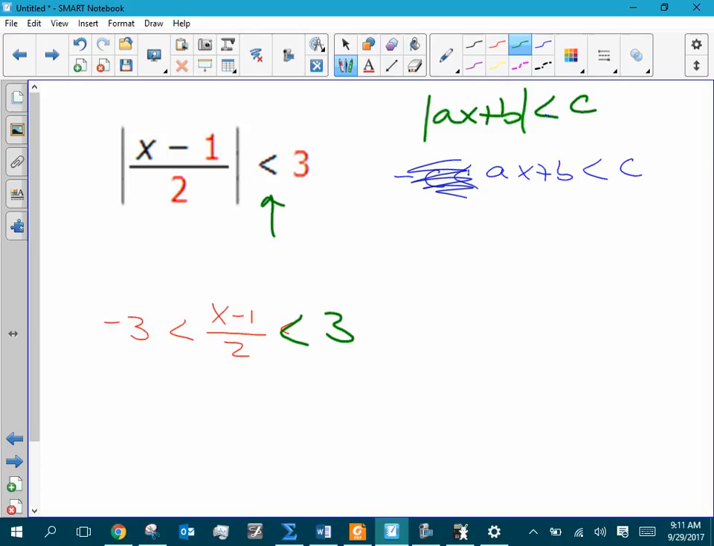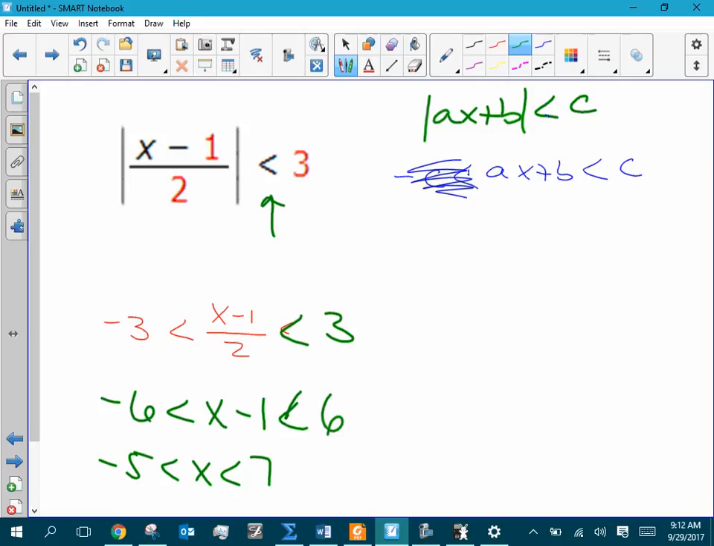You would multiply all parts by 2, right? So multiplying everything by 2, and we get negative 6 is less than x minus 1 less than 6. Now, if I just had that part, you would add 1 to both sides, right? If I just had that part, I would add 1 to both sides. So let's just add 1 to all 3 parts. So adding 1, I'll get negative 5 less than x less than 7.